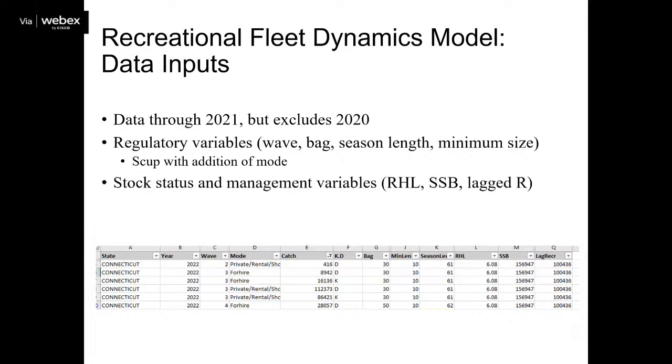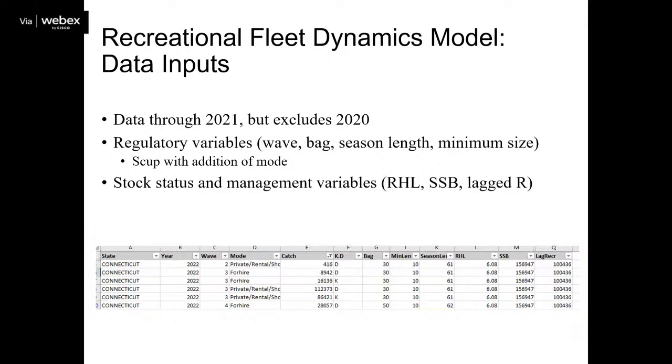So this gives you a better idea of the specific data that goes into the RFDM. It includes data through 2021. However, 2022 data were excluded from this model, given that that was an unconventional year with the MRIP data due to the pandemic and the suspension of the shoreside intercept sampling for much of the year, and the imputations that ultimately went into the data that we used for 2020. So there was a decision made to just leave 2020 out of this model, but it includes a time series for each species through 2021.